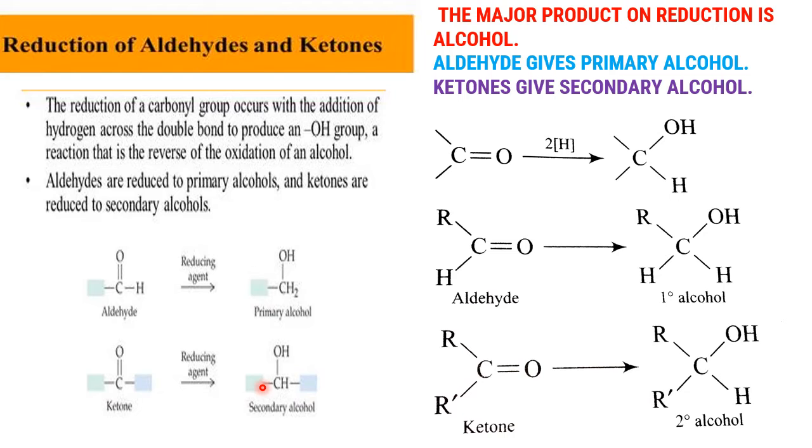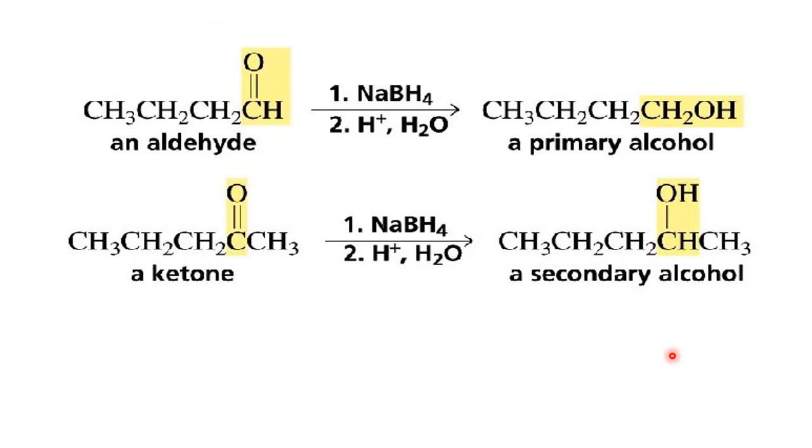Both give alcohols. What type of alcohol? That depends upon what type of carbonyl compound you have taken. Aldehyde, primary. Ketone, secondary. That is shown here. Okay, first is the general reaction where C double bond O is becoming CHOH. And if our carbonyl compound is an aldehyde, we will get a primary alcohol. And if our carbonyl compound belongs to ketone, then we get what? Secondary alcohol. Okay, right.